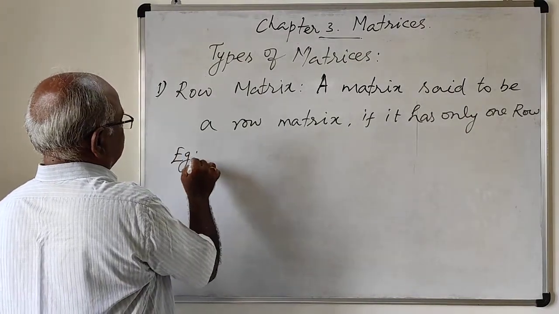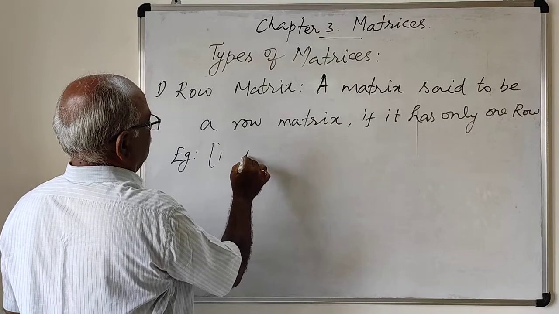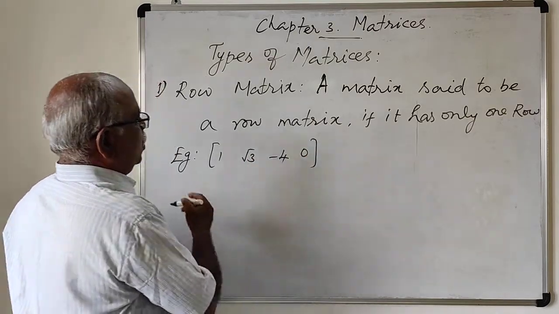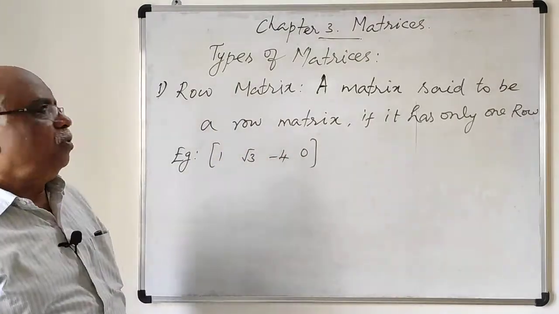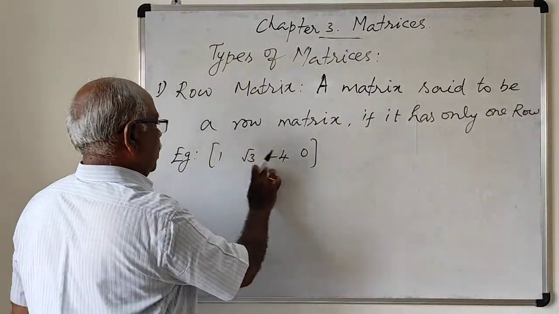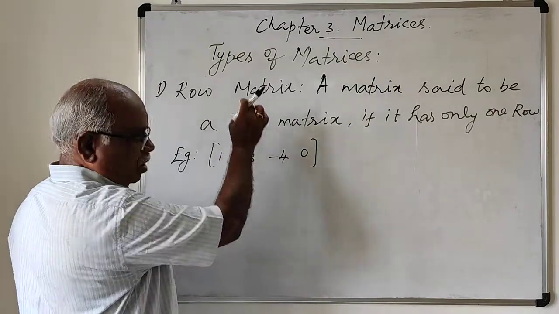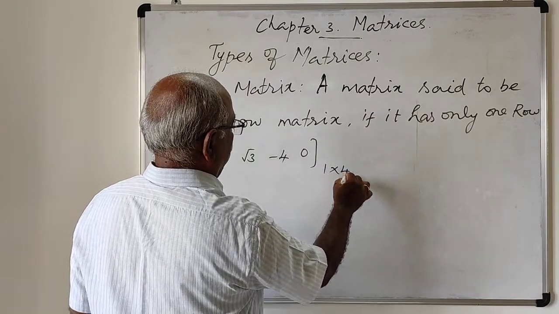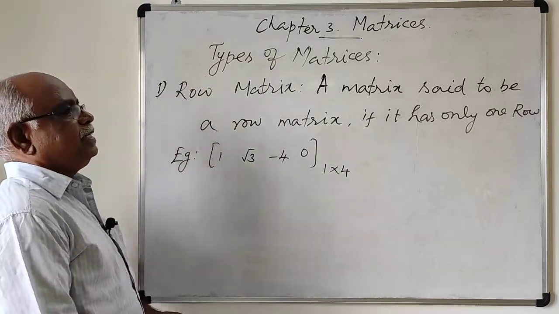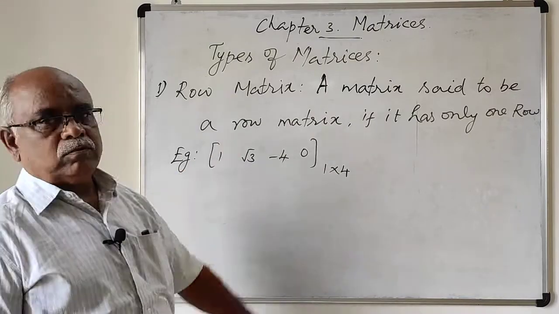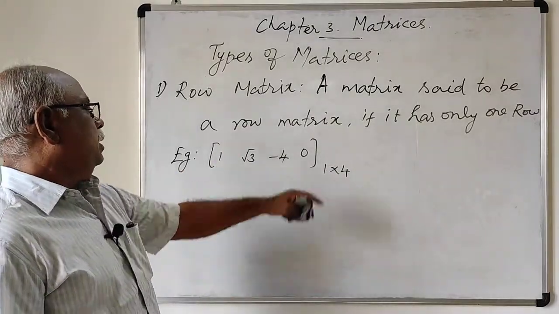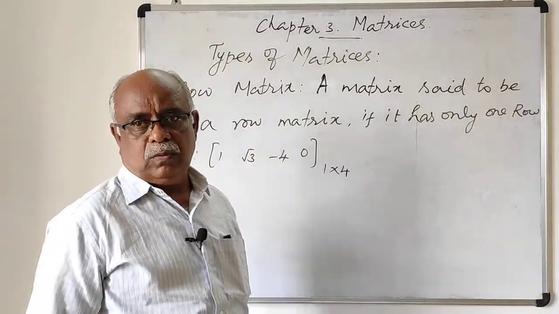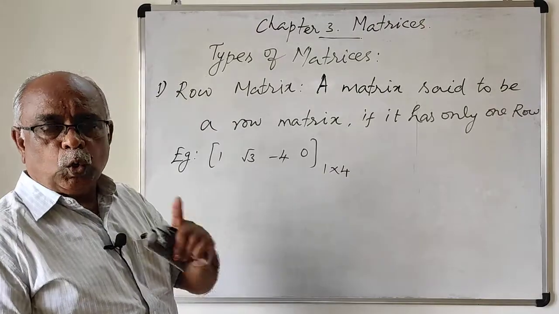Example: 1, root 3, minus 4, 0. You see, this is an example for a row matrix. Here you have only one row, but 1, 2, 3, 4 columns. Therefore, the order of this matrix is 1 by 4. So, a row matrix is a matrix which has only one row. One row and 4 columns, or may be as many columns as we have, but it is a row matrix. Only one row you have.